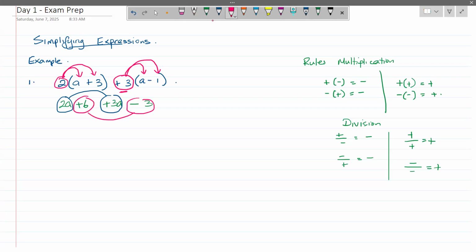So I'm using different colors. So 2a plus 3a going to give me 5a. And plus 6 minus 3. If I have a plus 6 minus 3, 6 is the larger number. So we keep in the sign of the larger number. Then subtract. So keep the plus sign, and 3 from 6 will give me 3.